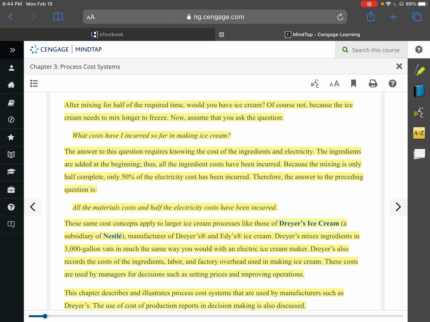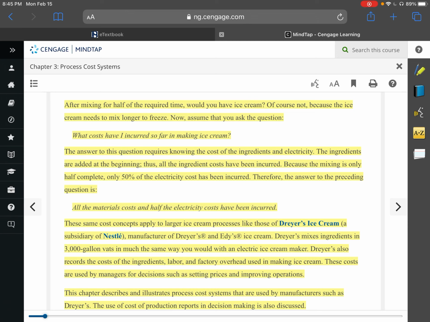All right, so think about this. What cost have we incurred so far in making ice cream? You've incurred the cost of the materials, the milk, the cream, the sugar, the flavoring, the ice, and the salt. Okay? It says the answer to this question requires knowing the cost of those ingredients plus the cost for electricity. All right, so those ingredients were added at the beginning. So all of those ingredient costs have been incurred. You can't pull the milk out once you put it in. You can't pull the flavoring out once it's been added.